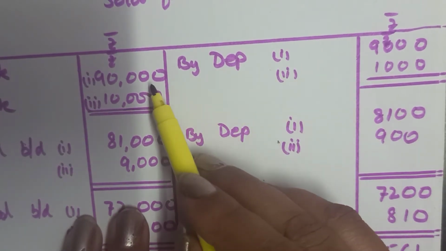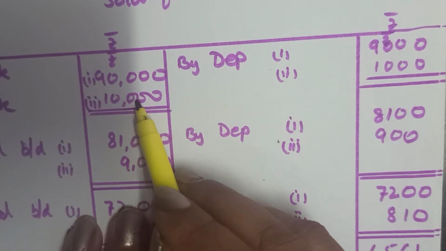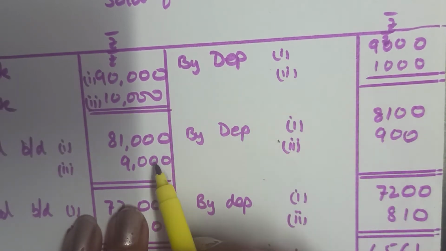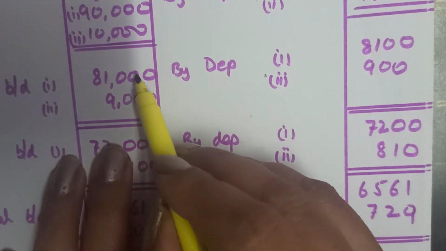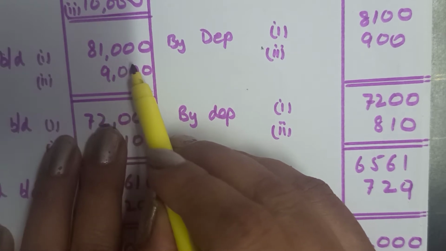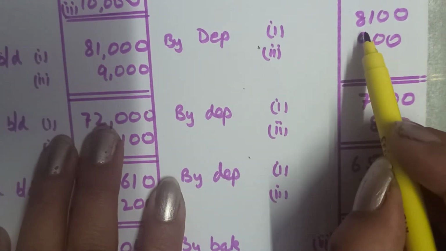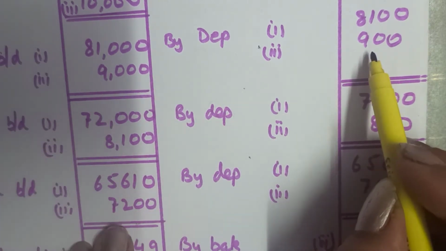81,000, that is 90,000 minus 9,000, 81,000. 10,000 minus 1,000, 9,000. At the rate of 10%, but 10% on this now. Now this year has gone. 10% on 81,000, that is 8,100. 10% on 9,000, that is rupees 900.